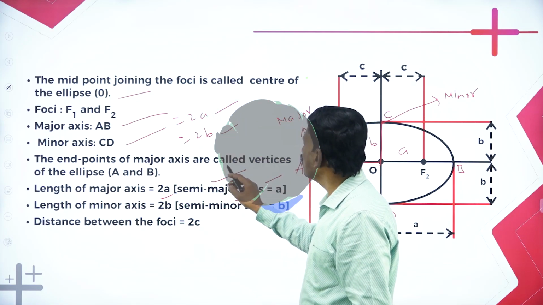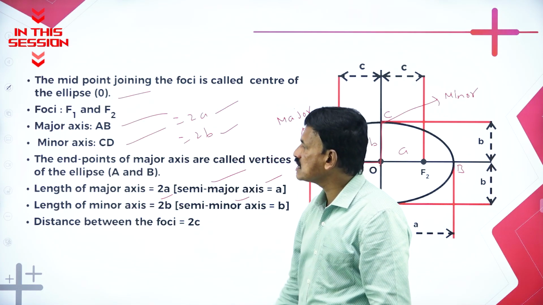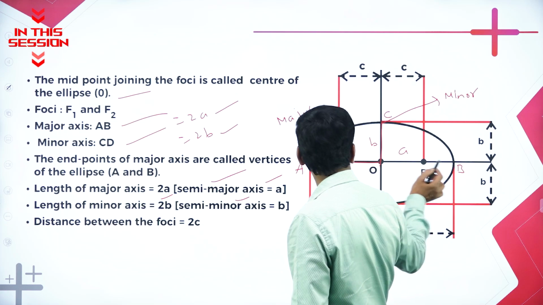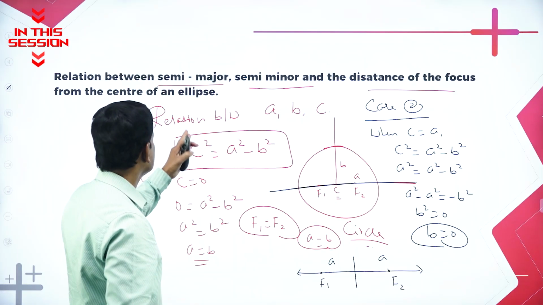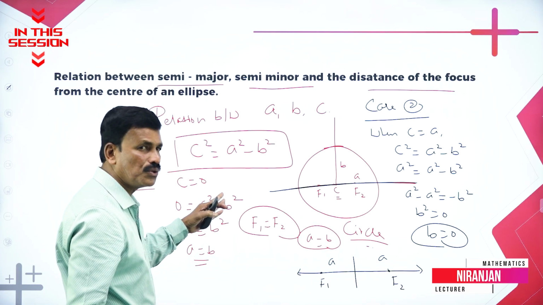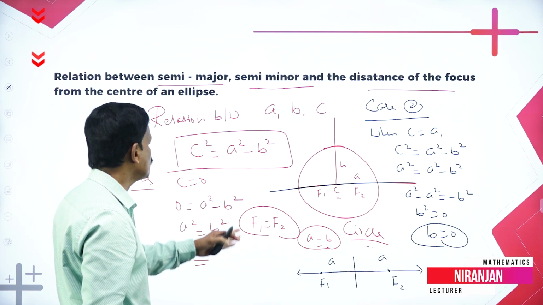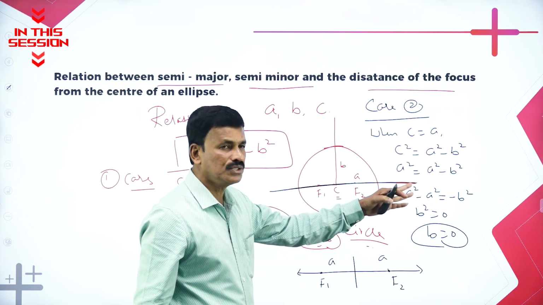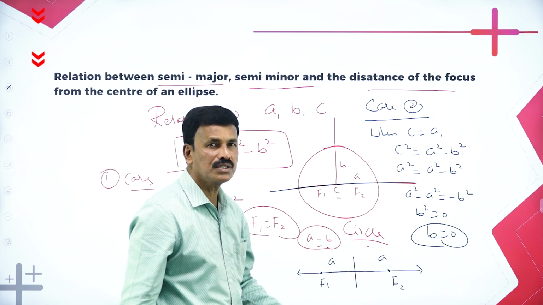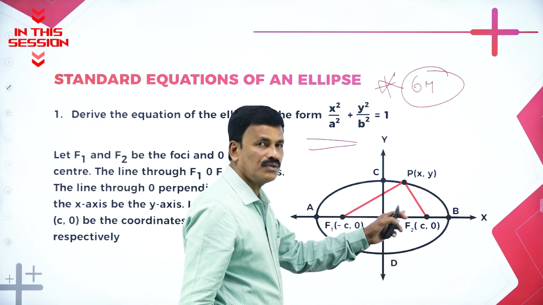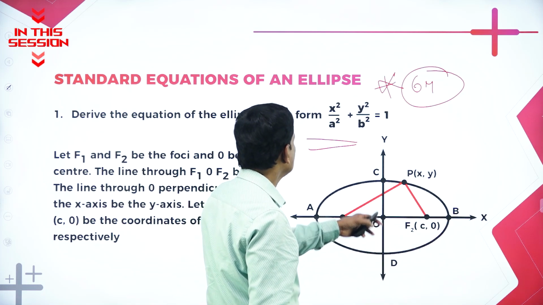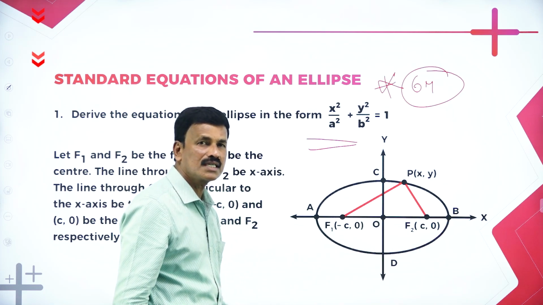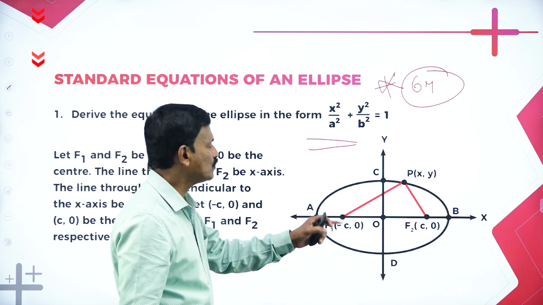The endpoints of the major axis are called the vertices of an ellipse. That is, A and B are the vertices of an ellipse. When C is equal to 0, what happens? A is equal to B, then the ellipse will become a circle. So if C is equal to A, then it will reduce to a line segment. F1O, F2 is called the x-axis, and OC produced is called the y-axis, perpendicular to F1O and F2.